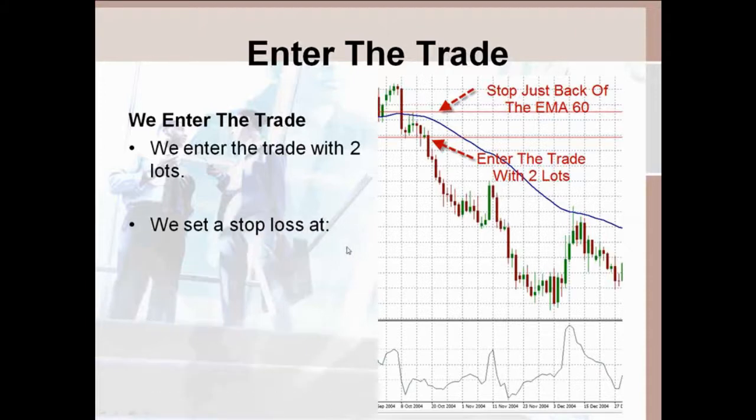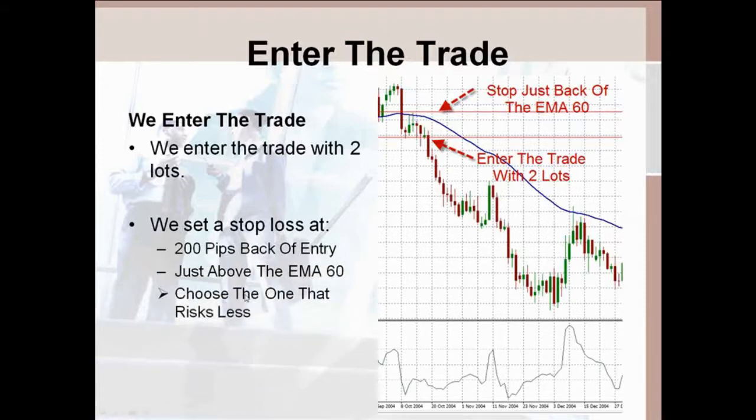And we set our stop loss at either 200 pips back of the entry point or just above the EMA 60, whichever risks less. You're going to choose the one that risks less. In this case, it was only about 60 pips back to the EMA, and I set my stop loss about 20 pips behind that, so I'm using a stop loss of about 80 pips on this particular example.